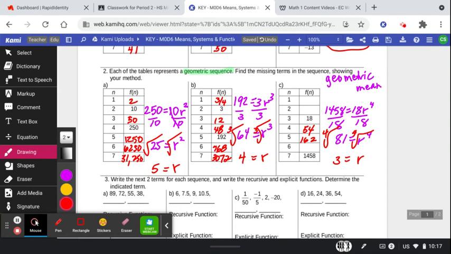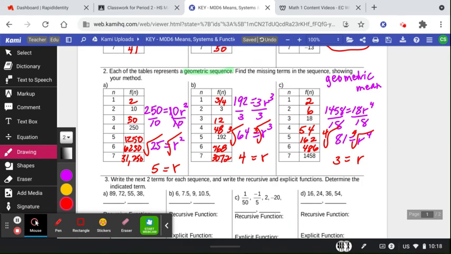Grab your calculators and do it again. 162 times 3, 486. And then test it out on the last one. Yay, it gives us 1458. To go back a couple steps, instead of multiplying by 3, we are going to divide by 3. So 18 divided by 3 is 6. 6 divided by 3 is 2.